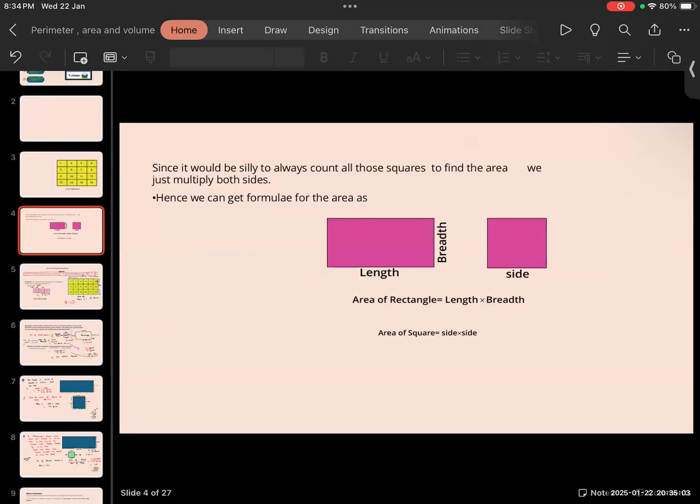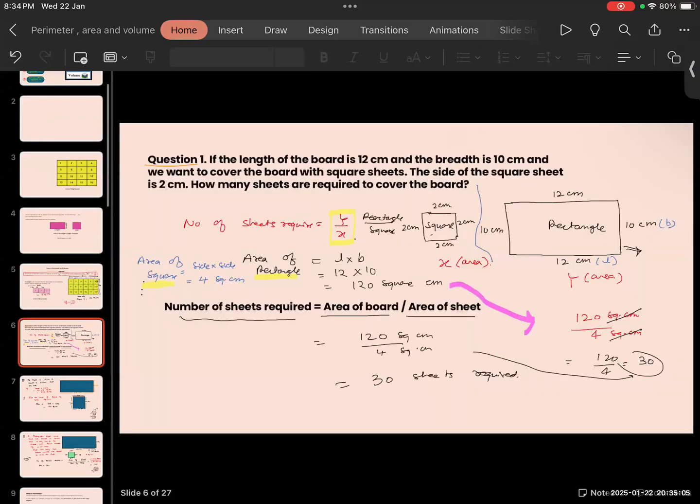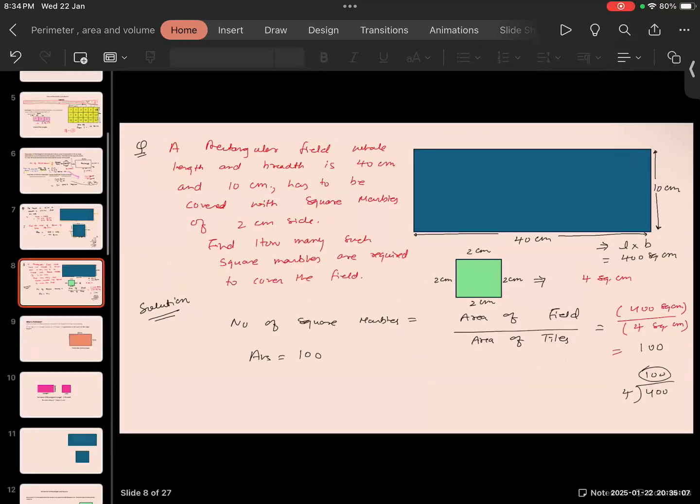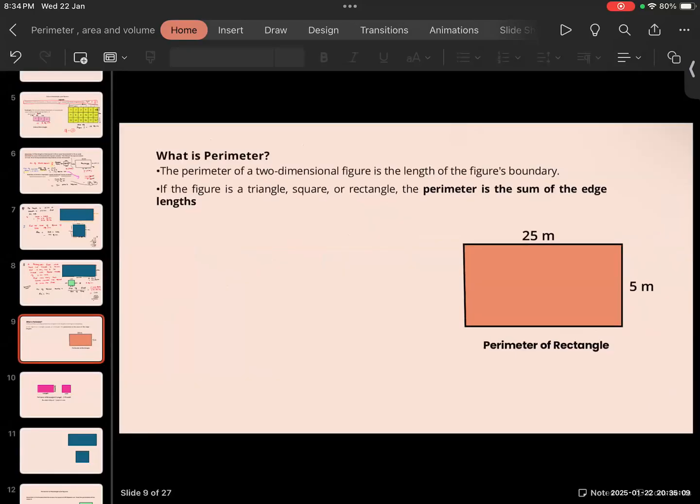For rectangle and for the square. By numerous examples, we have understood how we can calculate it. Okay. In today's class, we are going to learn a new topic, that is about the perimeter.